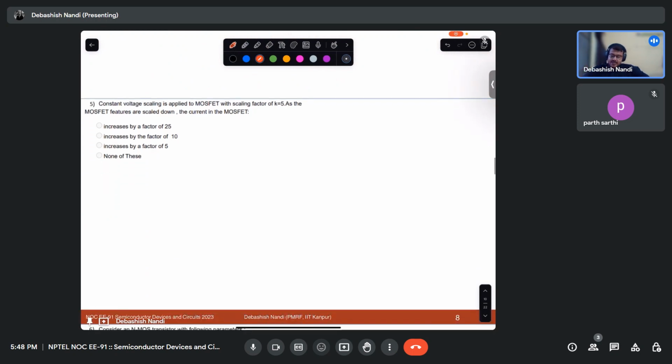Okay, so it is mentioned that constant voltage scaling is applied to a MOSFET with a scaling factor of this. As the MOSFET features are scaled down, the current of the MOSFET will increase or decrease, and by how much? So the first thing is that we heard this term for the first time, that is scaling. So what is scaling?